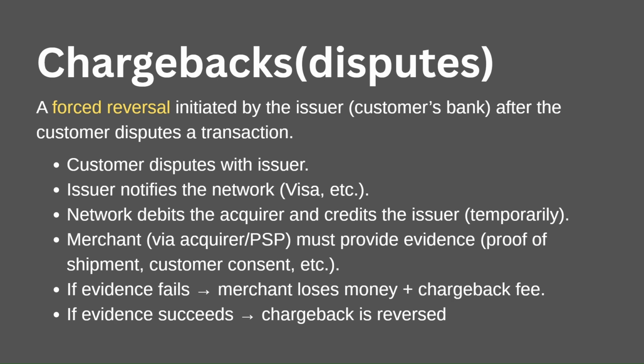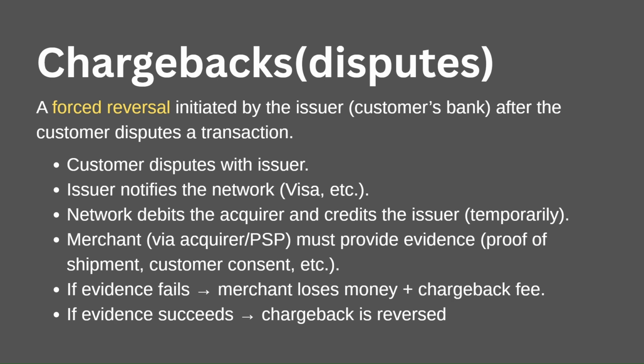So in this case, suppose there is a customer who raises a dispute with the issuer that they did not make a certain payment. Now this is known as a dispute. After the customer raises a dispute, the issuer will notify the network, which could be Visa or MasterCard, that is the payment network. The next step is that the network will debit the acquirer, which is the bank of the merchant, and it will credit the issuer. And this is a temporary activity.